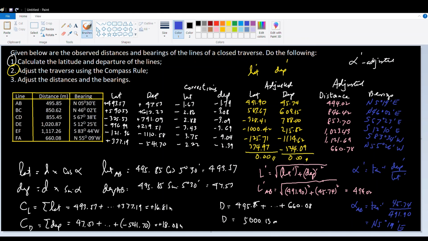Alright? So, those are the adjusted distances and bearings. Okay? You can also calculate the linear error of closure based on the misclosure in latitude and the misclosure in departure. Okay?